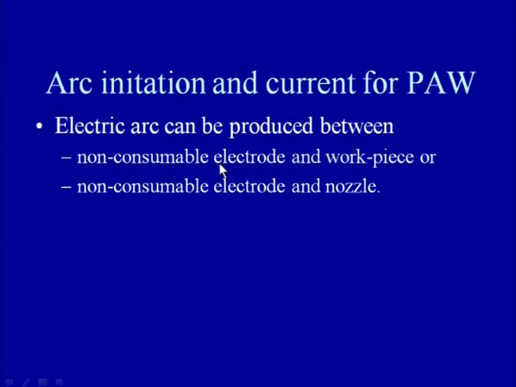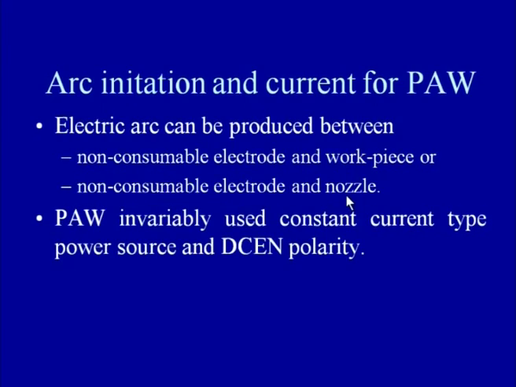So, now we will see how the arc is initiated in the PAW process and how welding is done. There are two ways basically for initiation of the arc between the electrode and either the base material or the nozzle. We have the non-consumable electrode and the workpiece. We can strike the arc either between the electrode and the workpiece or between the non-consumable electrode and the nozzle. So, when it is done, we can have the transferred plasma or the non-transferred plasma arc welding process. So, the way by which the arc is struck for developing the plasma gives two variants, either transferred plasma arc or non-transferred plasma arc.